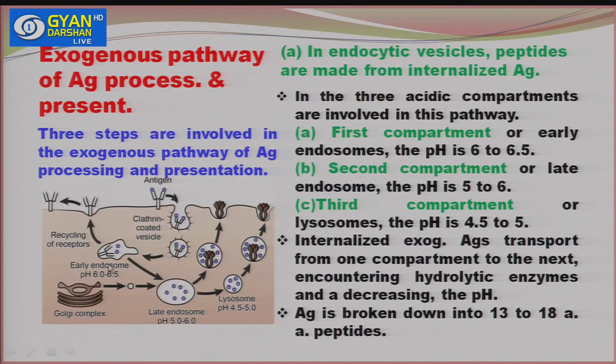So it will pass through the early endosome, late endosomes and lysosomes. So ultimately it will be displayed on the cell surface along with the MHC class second molecules. So it is the first step.